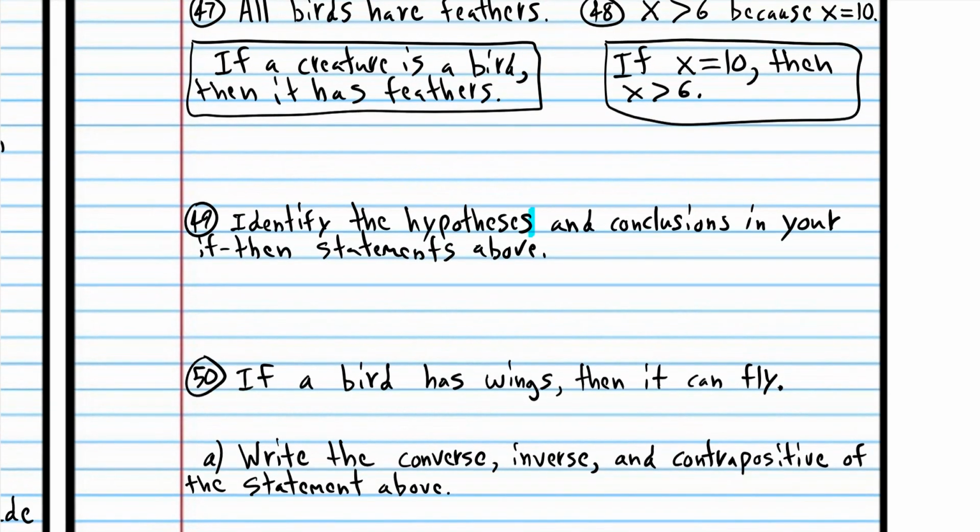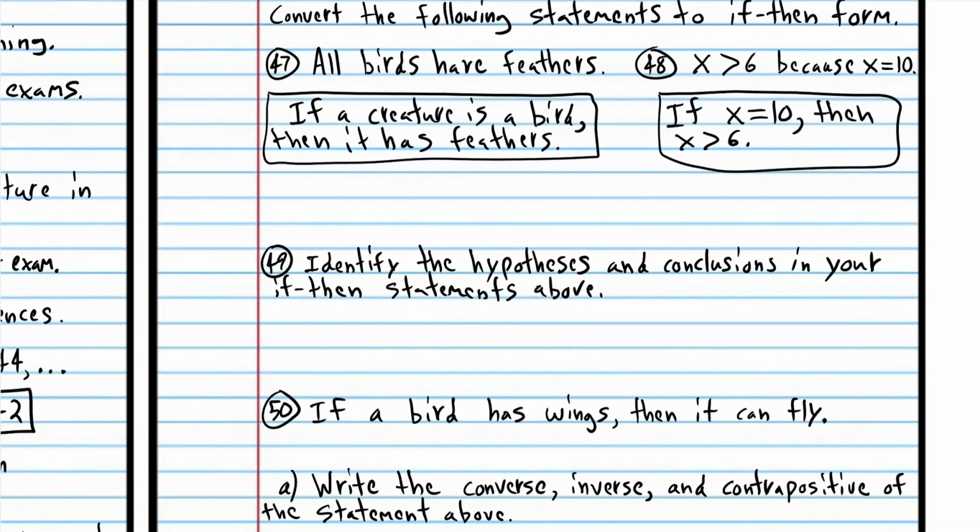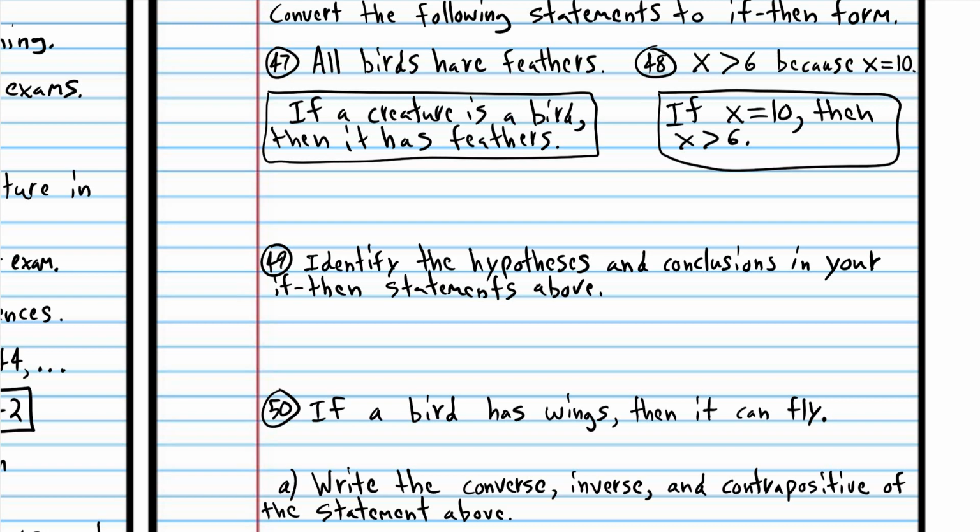All right. Identify the hypotheses and conclusions in your if-then statements above. Hypotheses is just the plural of hypothesis. So the hypothesis in this problem, what would that be? Well, if you said a creature is a bird, then that's correct. That's the hypothesis. And the conclusion, what would that be? It has feathers. So if you gave those answers, good job.